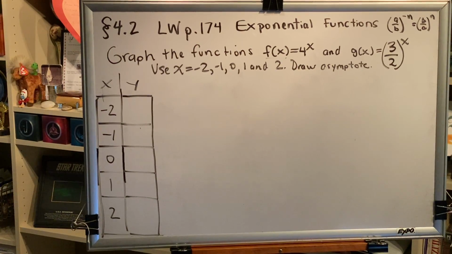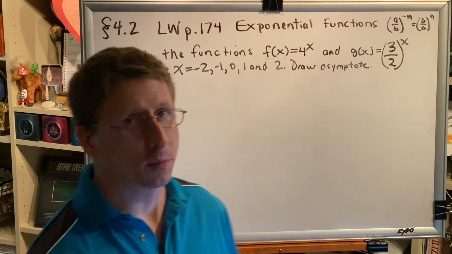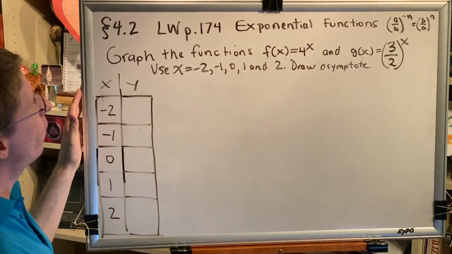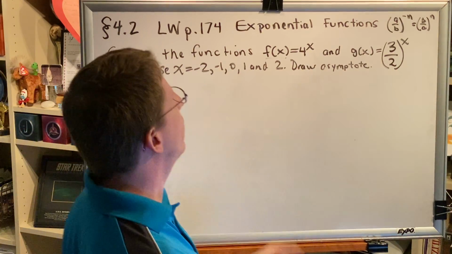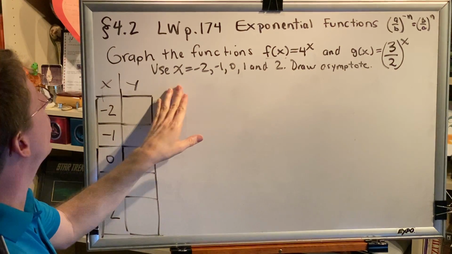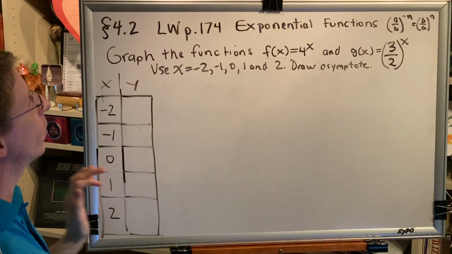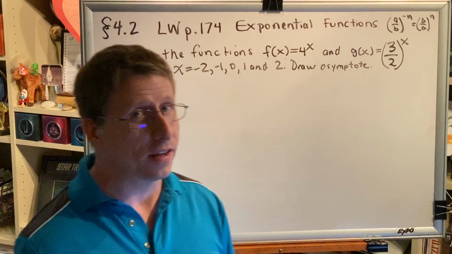We continue learning workbook page 174 with a second ALEKS problem regarding graphing exponential functions. We now turn our attention to g of x. Graph the function g of x equals 3/2 to the x power. Use x equals -2, -1, 0, 1, and 2 in your table of x values. And don't forget to draw the asymptote.